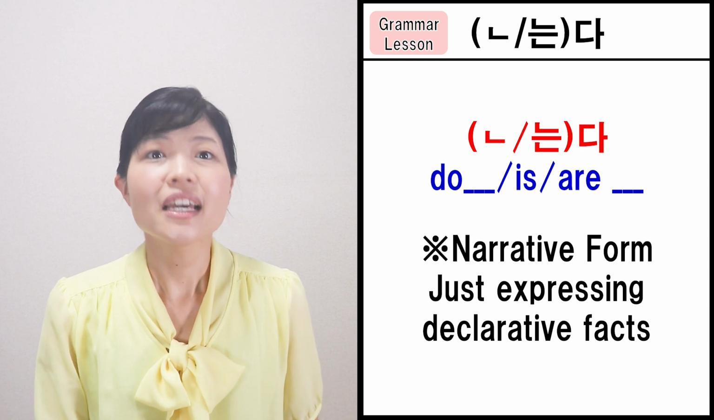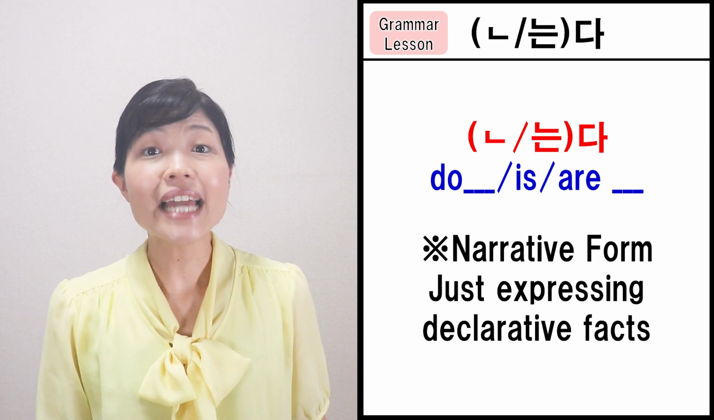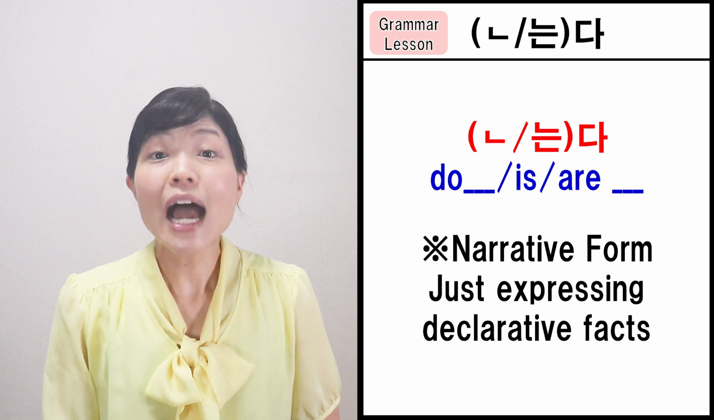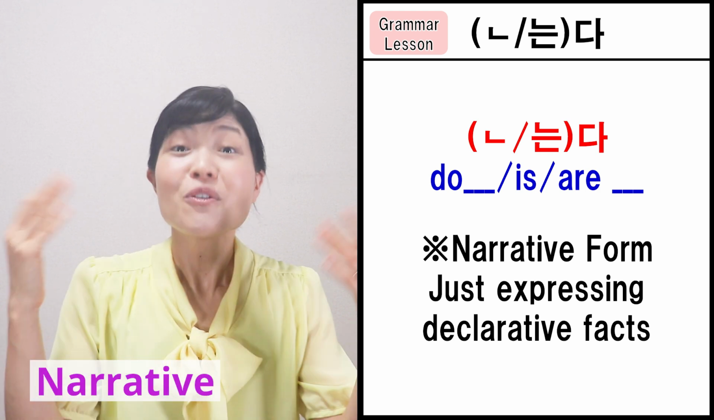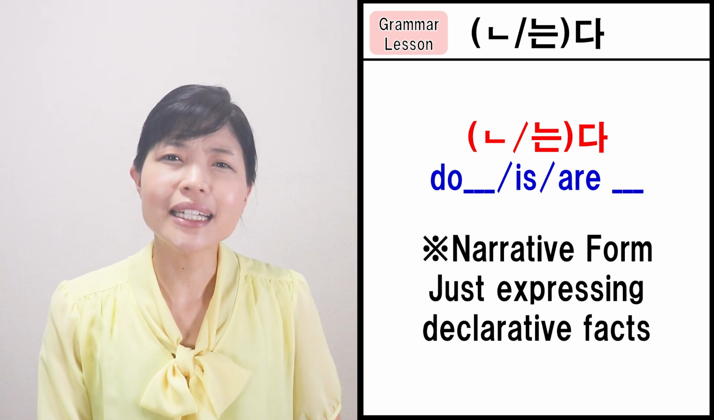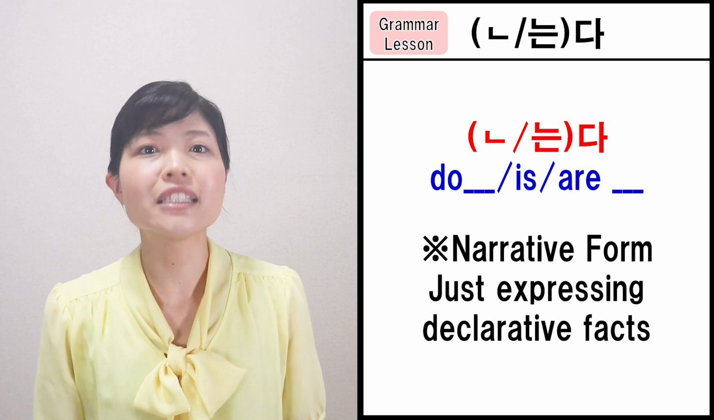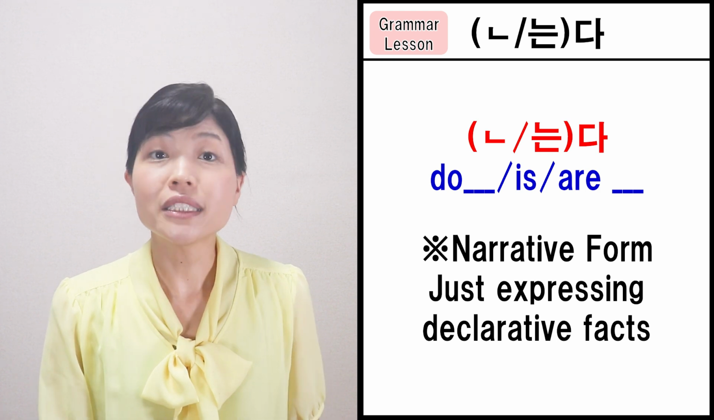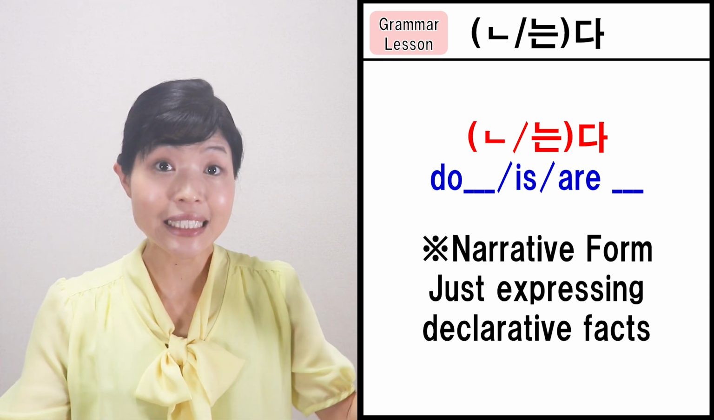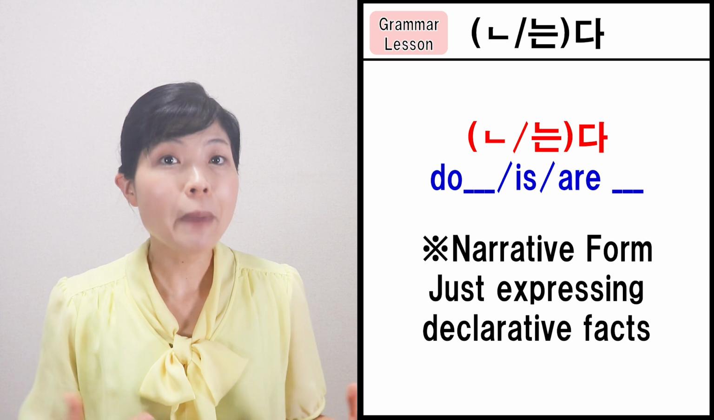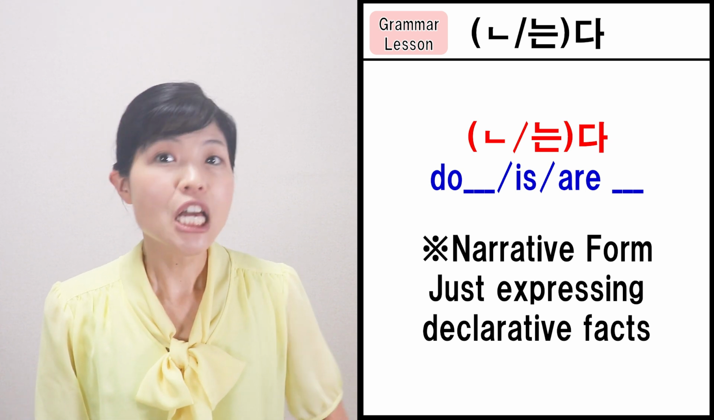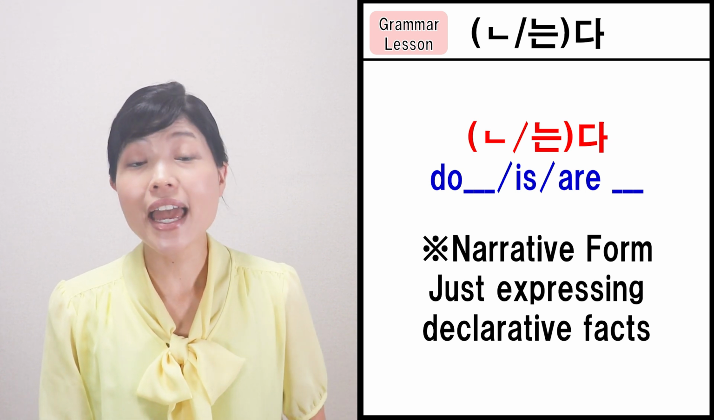To begin with, the phrase 니은, 는다 is called the narrative form. I will say it again, narrative form. It is very plain and you are not talking to someone in particular. You're just expressing declarative facts. You can see this grammar a lot in school textbooks, newspaper articles, diaries, novels, essays, and so on.